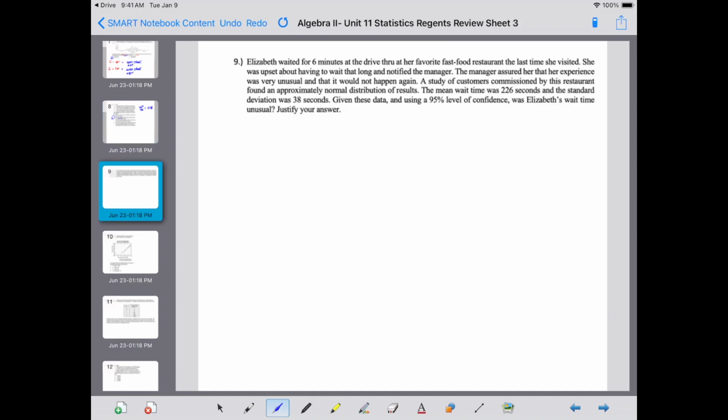Okay. Elizabeth waited for 6 minutes at the drive-thru at her favorite fast food restaurant the last time she visited. She was upset about having to wait that long and notified the manager. The manager assured her that her experience was very unusual and that it would not happen again. A study of customers commissioned by this restaurant found an approximate normal distribution of results. The mean wait time was 226 seconds, and the standard deviation was 38 seconds. Given the data and using a 95% level of confidence, was Elizabeth's wait time unusual? Justify your answer. Unusual, right? Middle 95% interval.